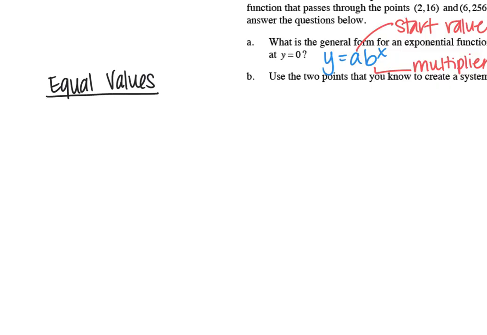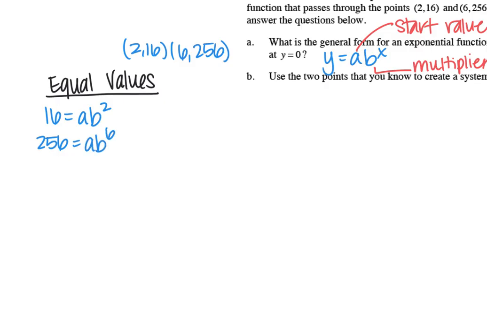Okay, so I'm going to write my two equations. My first equation that I'm going to write is going to be using the point (2, 16). I'll put my points here so you know what points I'm dealing with: (2, 16) and (6, 256). All right, so my first equation is going to be 16 equals ab squared. I plugged in 2 for x. I plugged in 16 for y. My second equation is going to be 256 equals ab to the 6th.